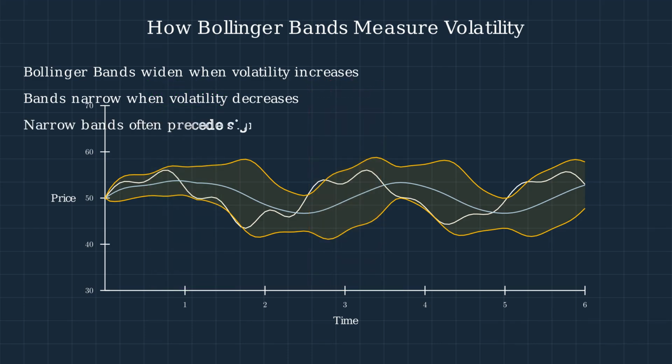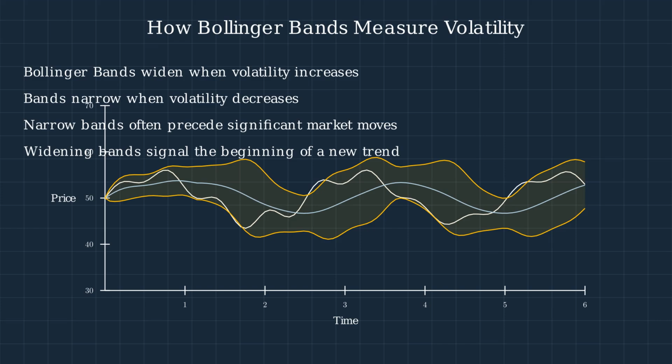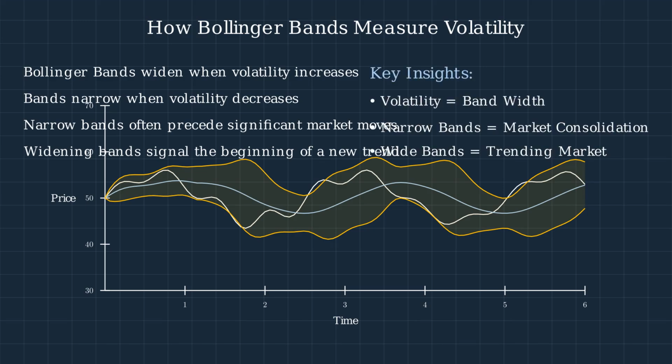This visual representation of volatility helps traders identify potential trend reversals or continuations. During periods of low volatility represented by narrow bands, the market is often consolidating before a significant move. Let's examine some key insights about how Bollinger Bands measure volatility. Understanding these volatility patterns helps traders anticipate potential market movements and make more informed trading decisions.